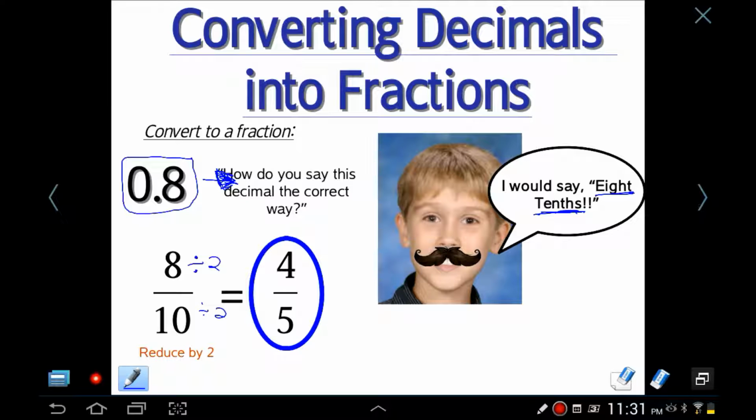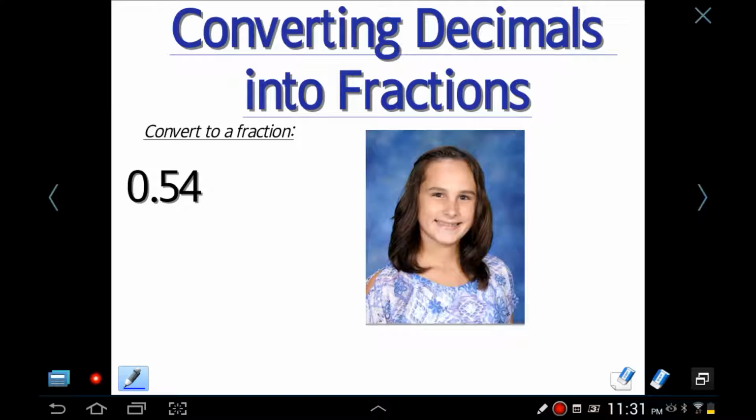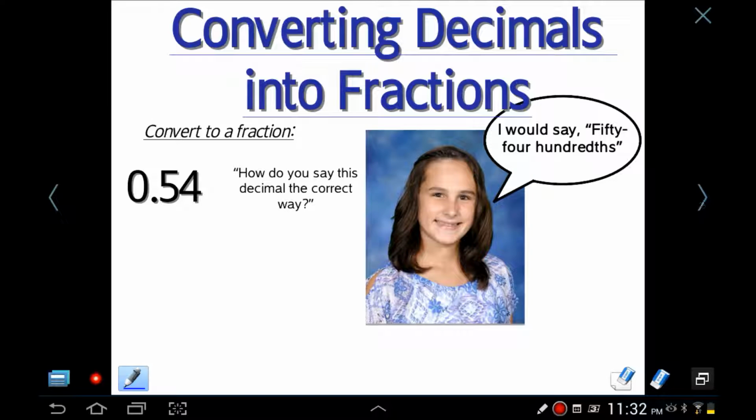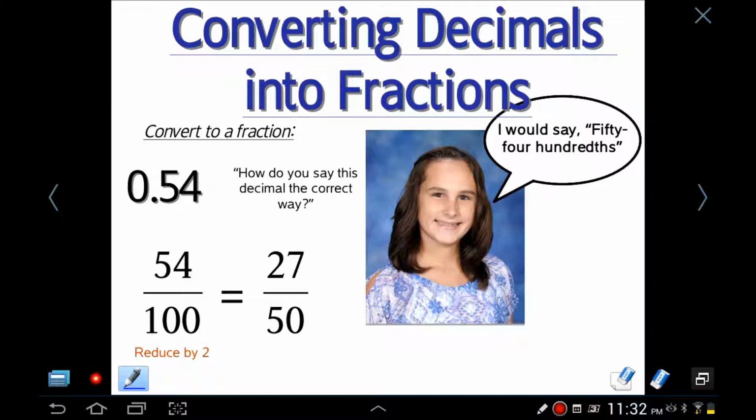Okay, let's move on. Here we go, our next one. We have a 0 and a 5 and a 4. We have to say that the right way, and Kaylee is going to say 54 hundredths. In saying that, Kaylee just said the fraction, 54 hundredths. Now, hundredths is in the denominator. And then you just have to reduce that. If you reduce by 2, you get 27 fiftieths. And there you go. 27 fiftieths is the answer.